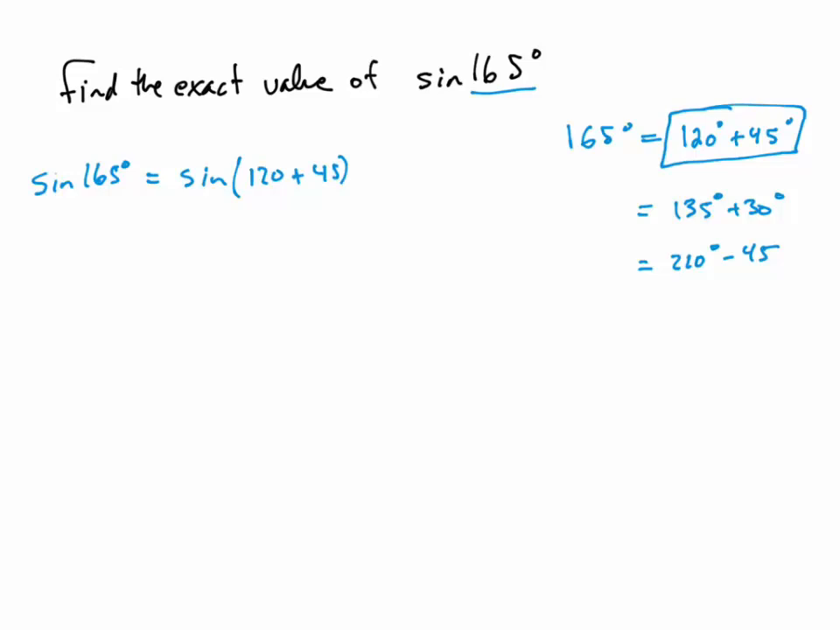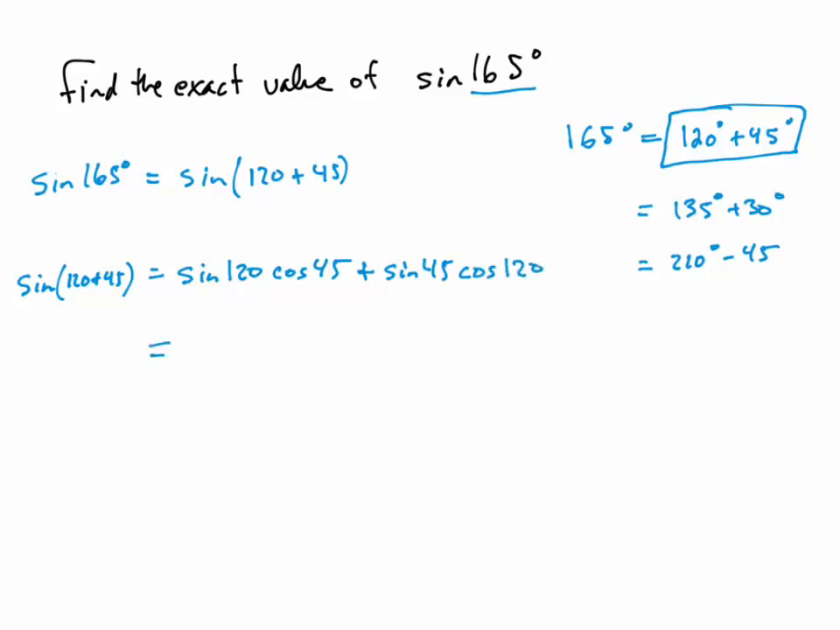Using the sum formula that we just saw, with 120 plus 45, we're going to say sine of the first angle times cosine of the second angle. For sine, we keep the operator the same. And then it's sine of the second angle times cosine of the first angle.